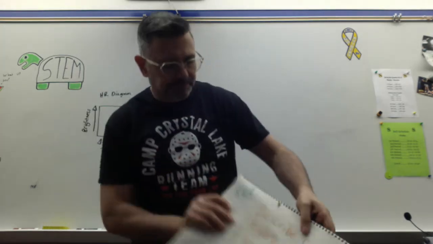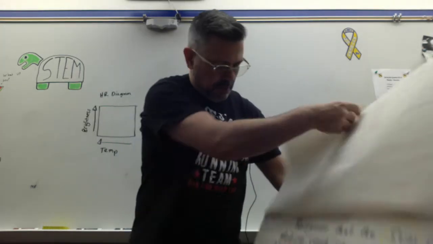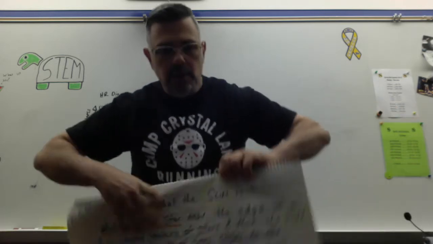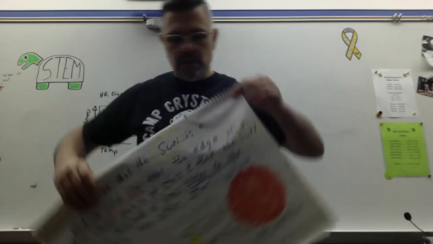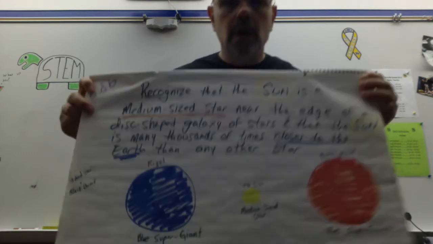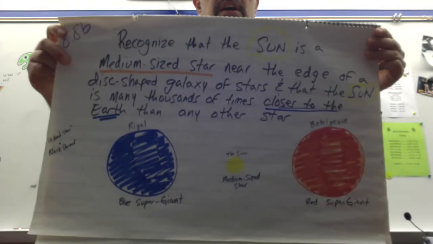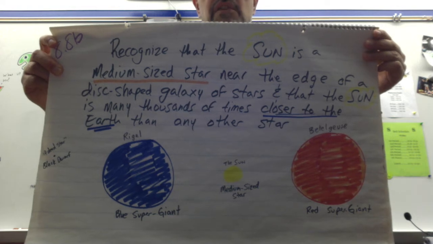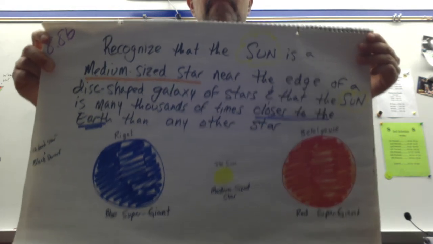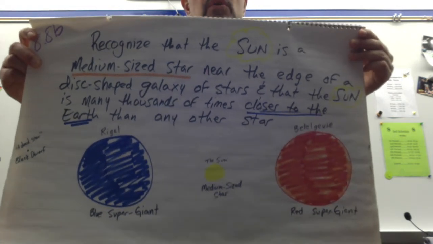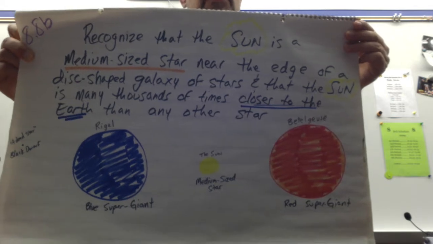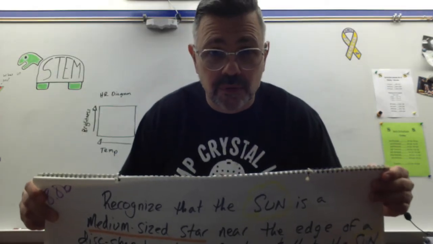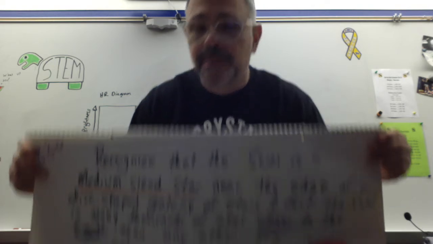Let's look at the next one. 8.8b. Here we go. All right. Recognize that the sun is a medium-sized star near the edge of a disc-shaped galaxy of stars, and that the sun is many thousands of times closer to the Earth than any other star. It's the only star in our solar system, friends, so it's got to be the closest.